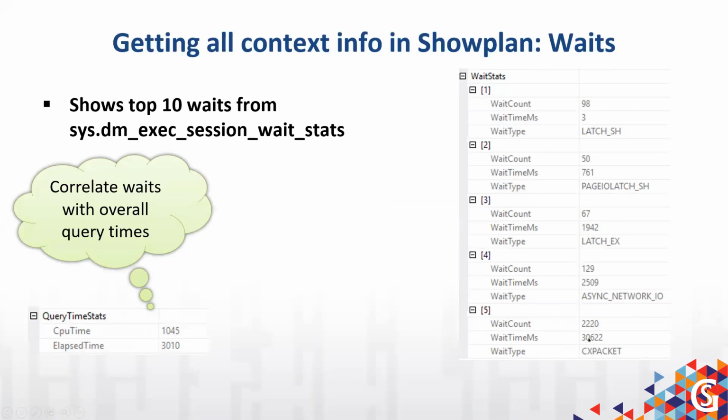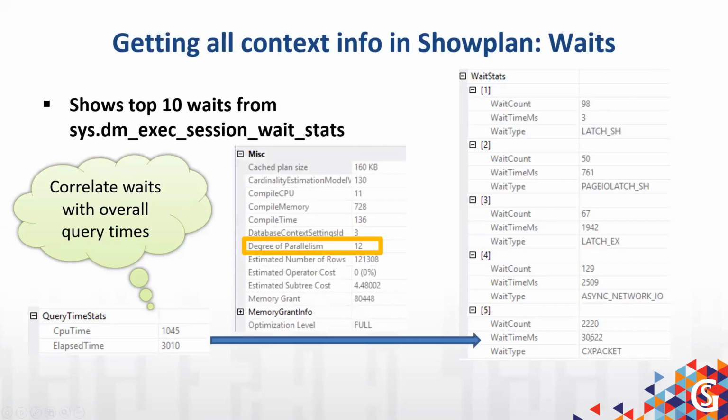So during the overall execution, I waited 30 seconds for CX packet, and I can now correlate that with the overall query times. This is the actual elapsed time for this query. So I have 3 seconds of execution time, but I have 30 seconds of CX packet wait. This immediately tells me that I'm obviously running in parallel, but I should be running this over a lot of CPUs in order to be able to turn this elapsed time into this wait time.